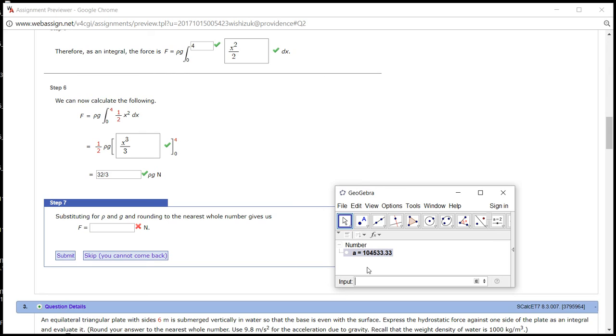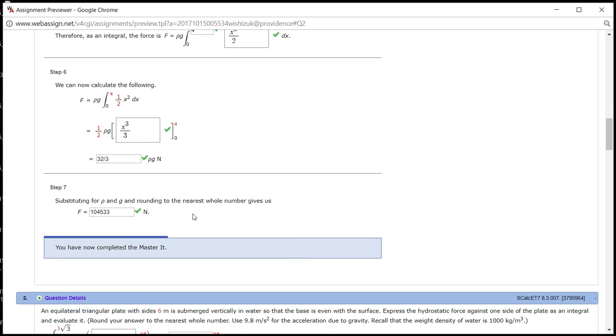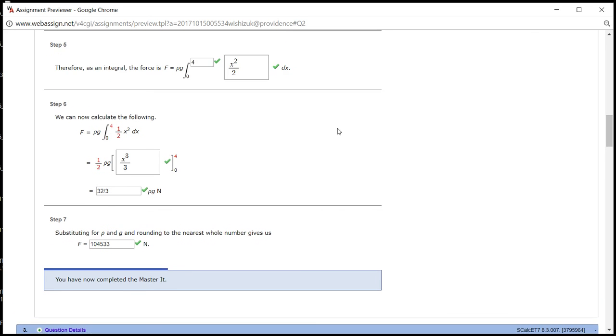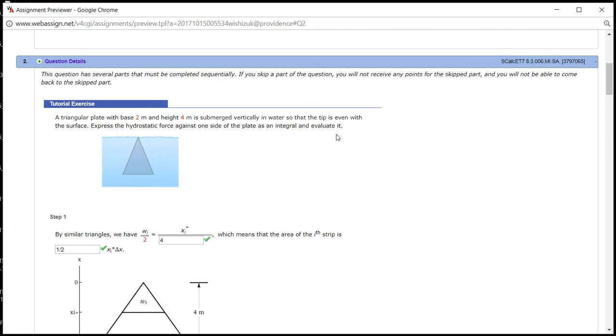So here we have 104,533. Right? So let's submit the answer. It came back and looks like we got this one correctly. All right, that's it. I hope that this was clear.